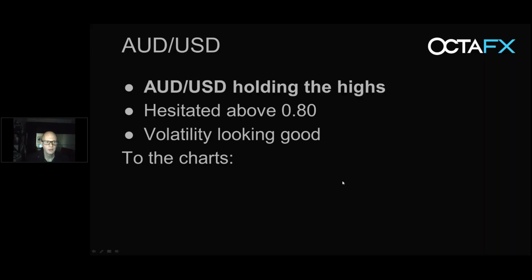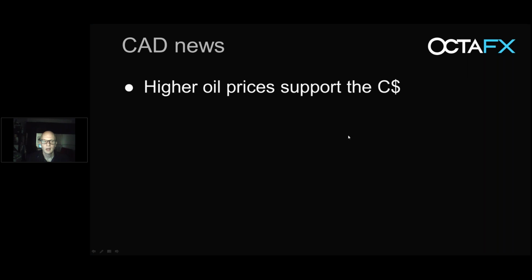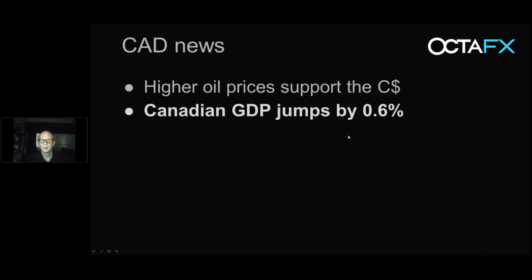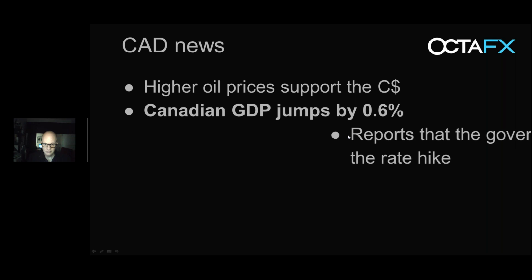Okay, and last but not least, the Canadian dollar. So also here, in theory, we should have seen even more gains from the loonie. Higher oil prices support the Canadian dollar. WTI flirted with the 50 level. Canadian GDP, the economy is growing fast, jumped by 0.6% in the month of May.